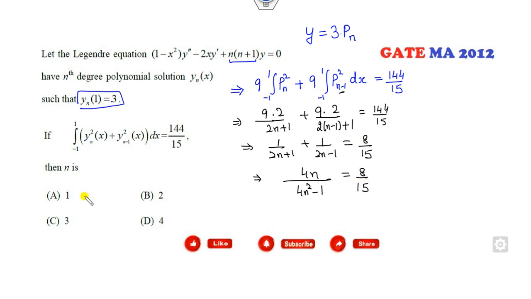Now there is no need to solve, I can check the options. When n is equal to 1, it will be 4 over 3, which is not equal to 8 over 15. So this option is cancelled out. When n is equal to 2, 16 minus 1 is 15, which is the correct option. When n is equal to 3, 36 minus 1 is 35, it is not correct. Similarly for 4, 64 minus 1, again it is not the right answer. B is my correct answer.